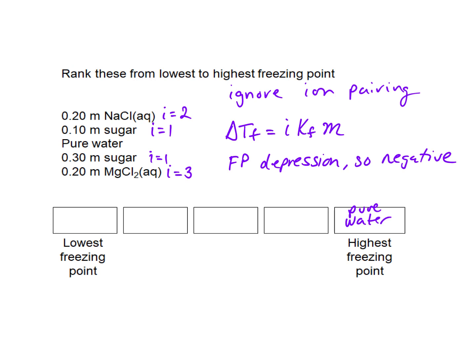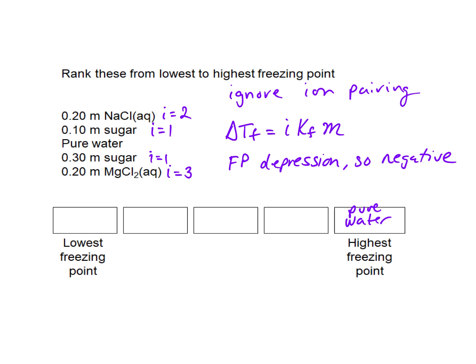We could look that one up, but it doesn't matter in this case, because everything's in aqueous solution. I guess I could have stated that more clearly in the problem. Everything's in aqueous solution. Kf is the same for each of these solutions. So we really only need to multiply our van 't Hoff factor by the molal concentration and compare those values to figure out which one's going to have the greatest change. The one with the greatest change is going to have the lowest freezing point, right? Does that make sense?